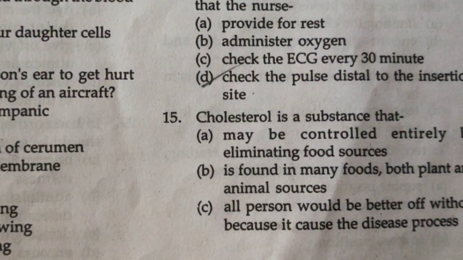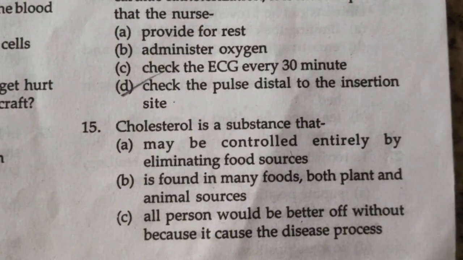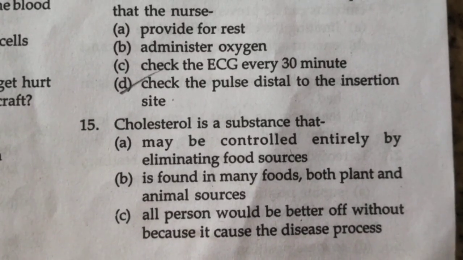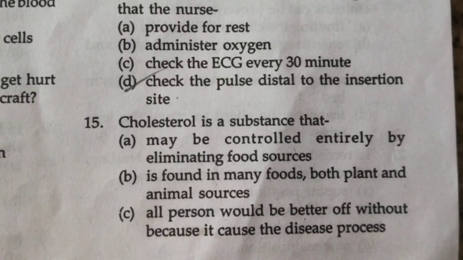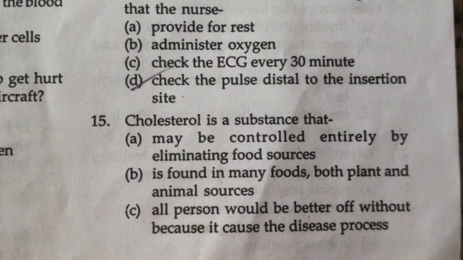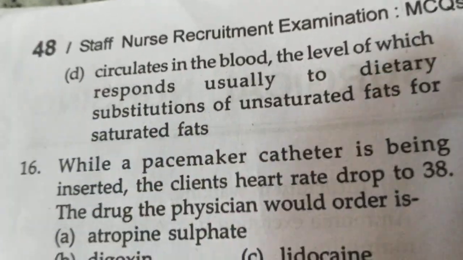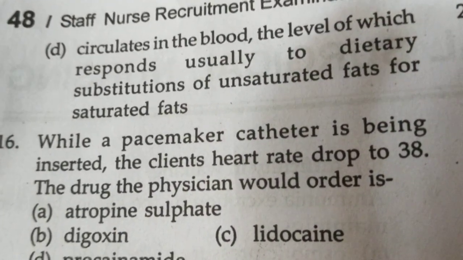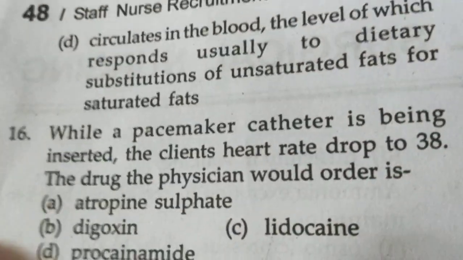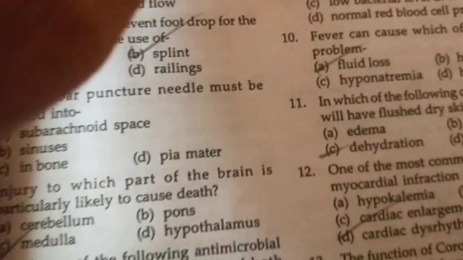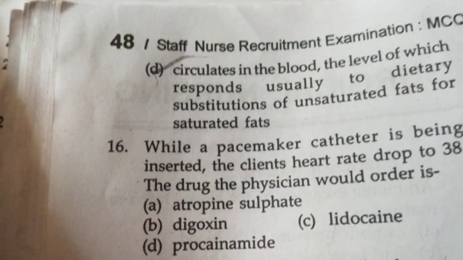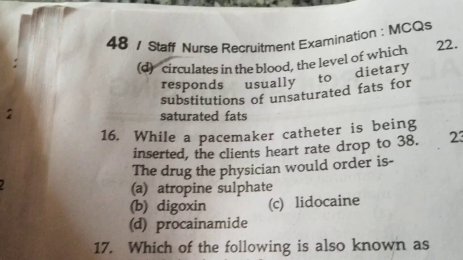Next, 15. Cholesterol is a substance that: option A, may be controlled entirely by eliminating food sources; option B, is found in many foods, both plant and animal source; option C, all persons would be better off without because it causes the disease process; option D, circulates in the blood, the level of which responds usually to dietary substitution of unsaturated fats for saturated fats. Option D is the right answer.